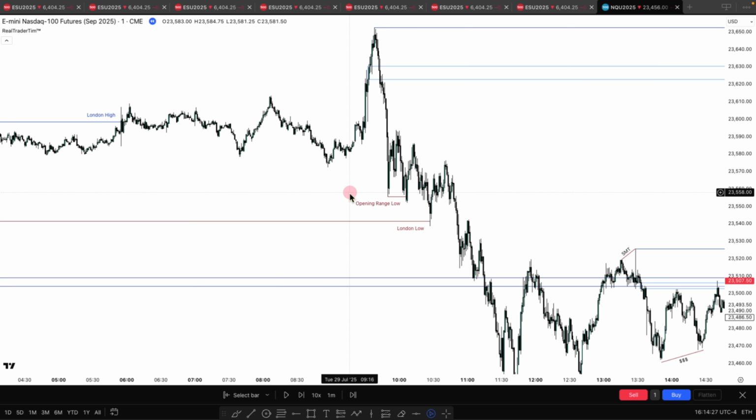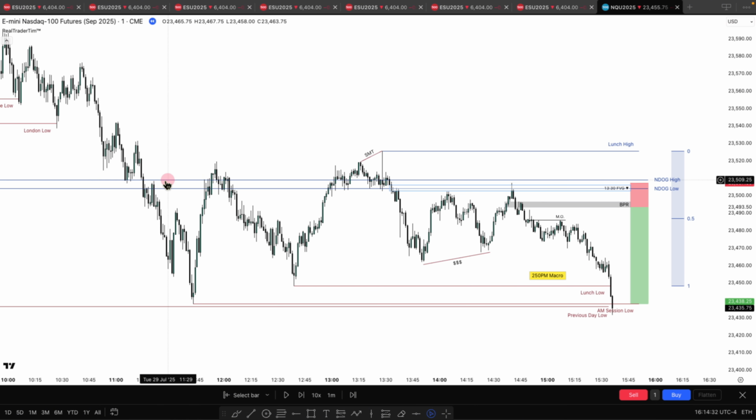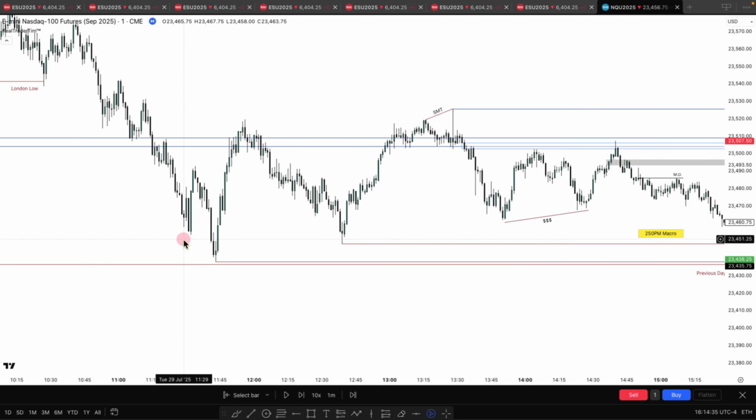Okay, now, have we swept a lot of sell-side liquidity? Yeah, we swept some here. We swept the opening range low, London low. We delivered down to right here. These two lines is the new day opening gap, internal sell side here.